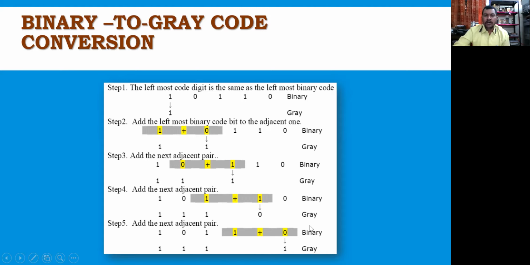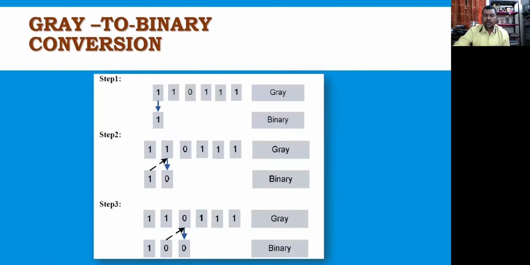So this is the conversion of a binary number to gray code, right? We'll be going through that on the board also.